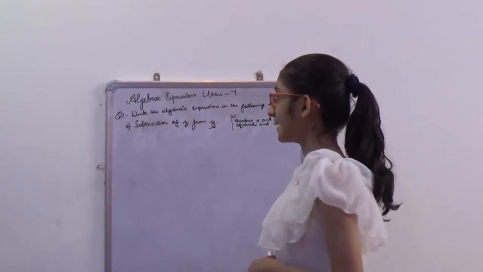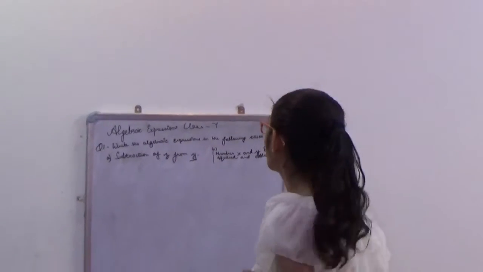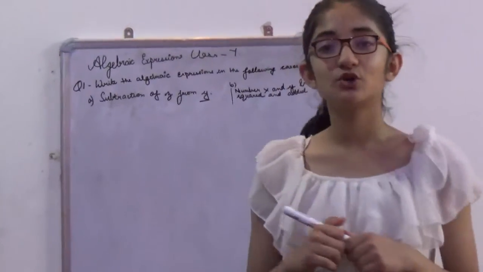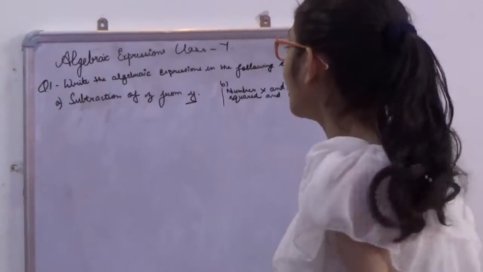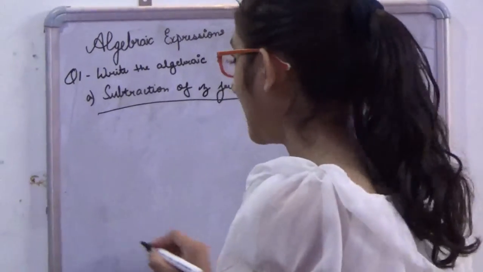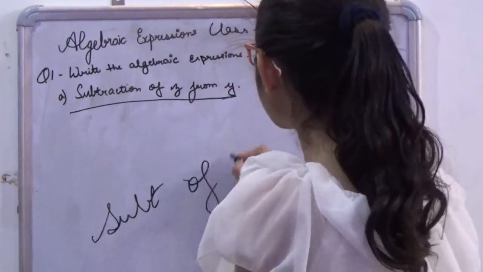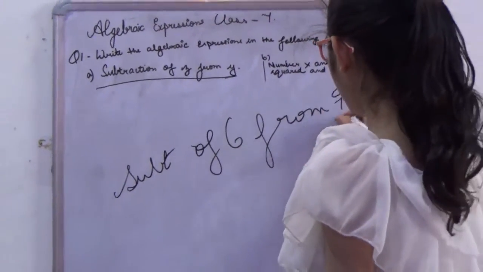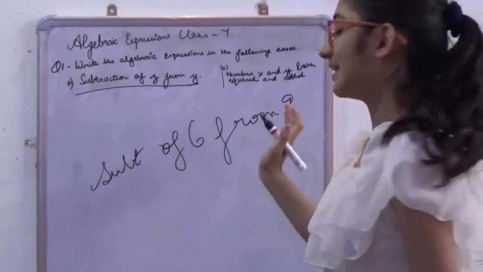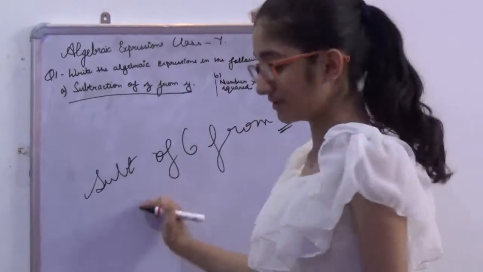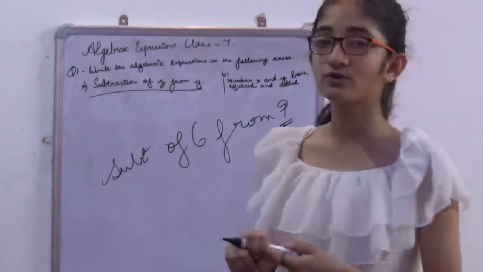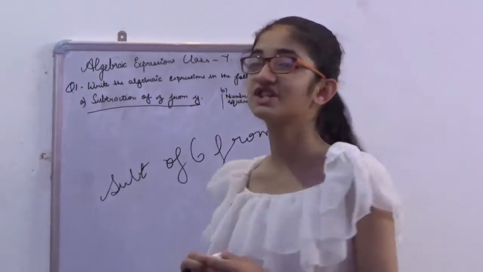The first question says, write the algebraic expressions in the following cases. Let's start with the first one, subtraction of z from y. I'll tell you a trick for doing this type of question. If we are given a question like subtraction of 6 from 9, the bigger number is written first, so it is easier for us. But with alphabets like z and y, we are confused and do not know which of these is the greater one.